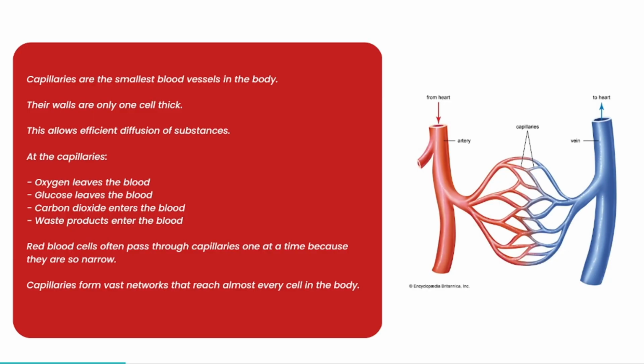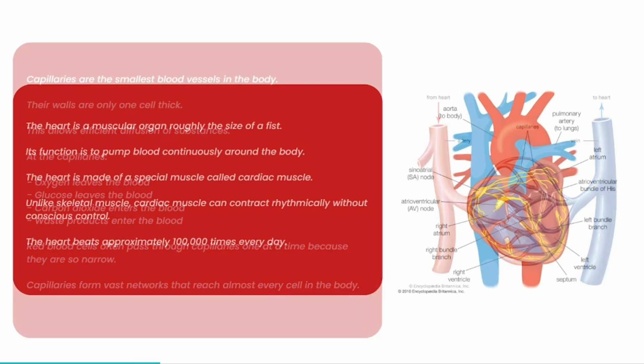Capillaries. Capillaries are the smallest blood vessels in the body. Their walls are only 1 cell thick. This allows efficient diffusion of substances. At the capillaries, oxygen leaves the blood, glucose leaves the blood, carbon dioxide enters the blood, and waste products enter the blood. Red blood cells often pass through capillaries once at a time because they are so narrow. Capillaries form vast networks that reach almost every cell in the body.